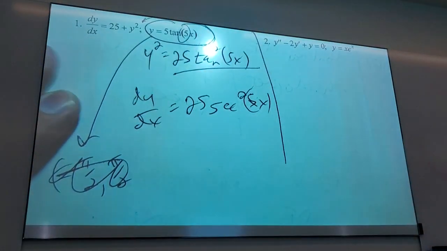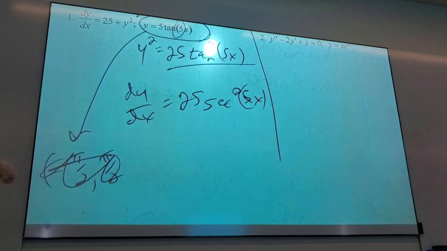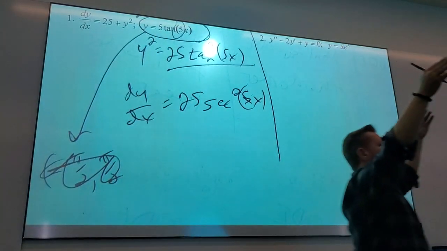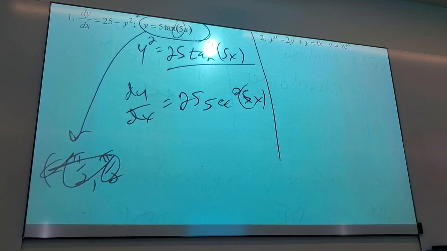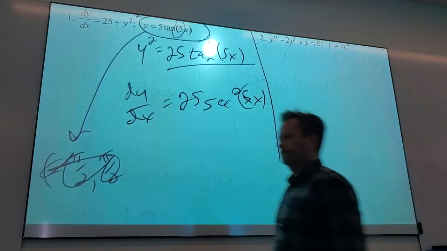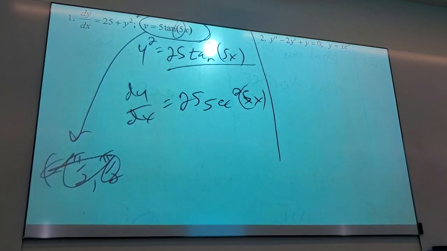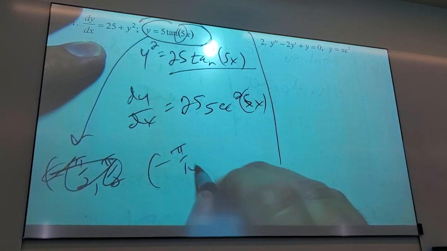There's a 5 in there though, right? That was the next level of this. So normally tangent works from negative pi over 2 to pi over 2. What input would make the inside pi over 2? Yeah, so it's negative pi over 10 to pi over 10. There you go. So I could pick negative pi over 10 to pi over 10.